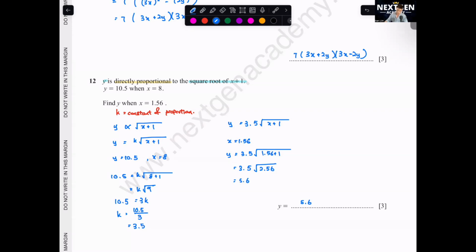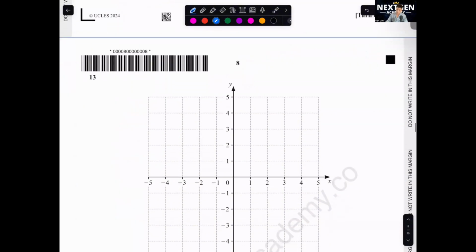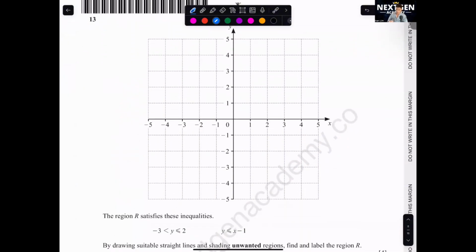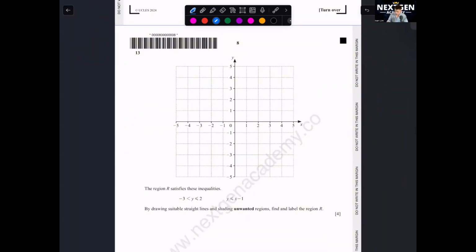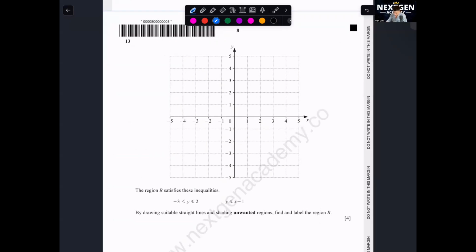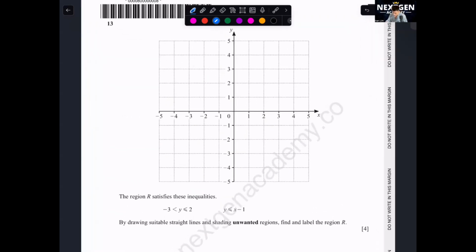Okay, let's move on. Question 13. Okay, this one is your graphical inequalities question. The region R satisfy these inequalities. Okay, this one I think is a simple one. But simple one also they give you 4 marks already. By drawing suitable lines and shading unwanted regions, find and label the region R.